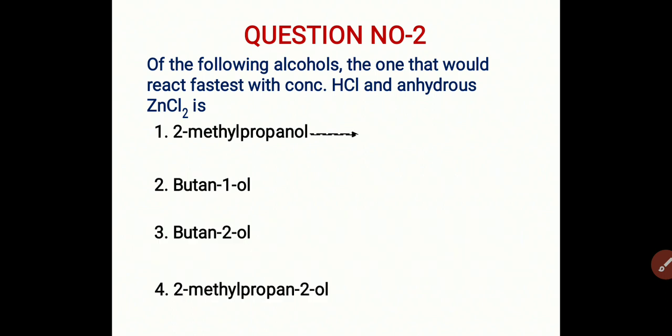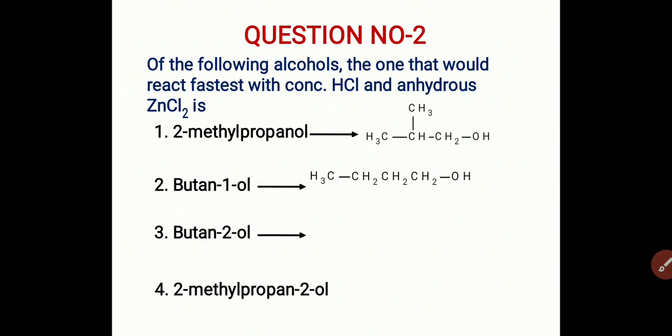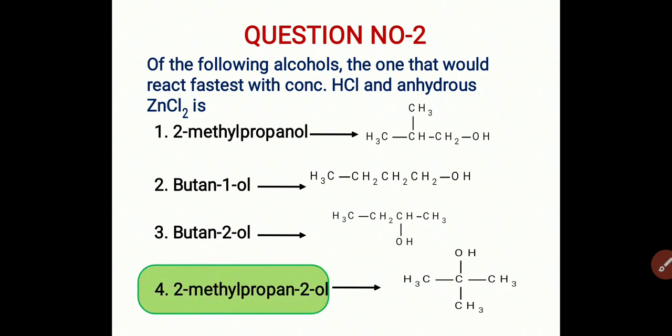Hence I have given the structures. You can say 2-methyl propanol can be written like this. This is primary, right? Second, butan-1-ol, if you write, this is the structure, this is also primary. The third one, butan-2-ol, is a secondary alcohol, but 2-methyl propan-2-ol is a tertiary alcohol. Hence we can say the answer for this question is the fourth one. Tertiary alcohol reacts fastest is the hint for this question.